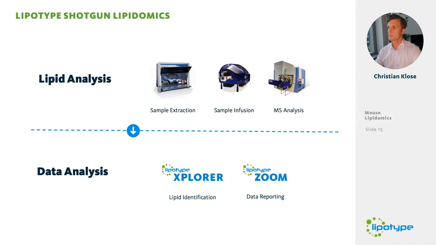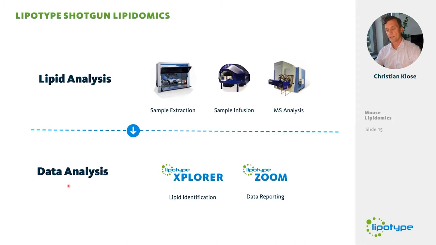And for mass spec analysis itself, we are using Orbitrap technology with a very high mass resolution, which really allows us to deconvolute the very complex mass spectra that we are obtaining and to identify the lipids in these mass spectra.